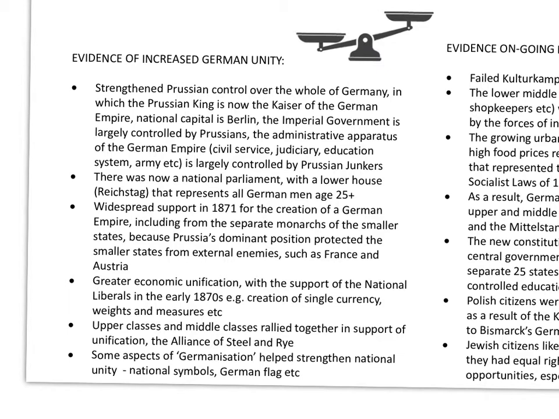So firstly, a big part of increasing German unity is that Bismarck has strengthened Prussian control over the whole of Germany. The Prussian king is now the Kaiser of the German Empire. The national capital is Berlin. The imperial government is largely controlled by Prussians. The fixed administrative apparatus of the German Empire, the civil service, the judges, the legal system, the schools, the universities, and of course the army itself were largely controlled by Prussians. So that's a major factor.